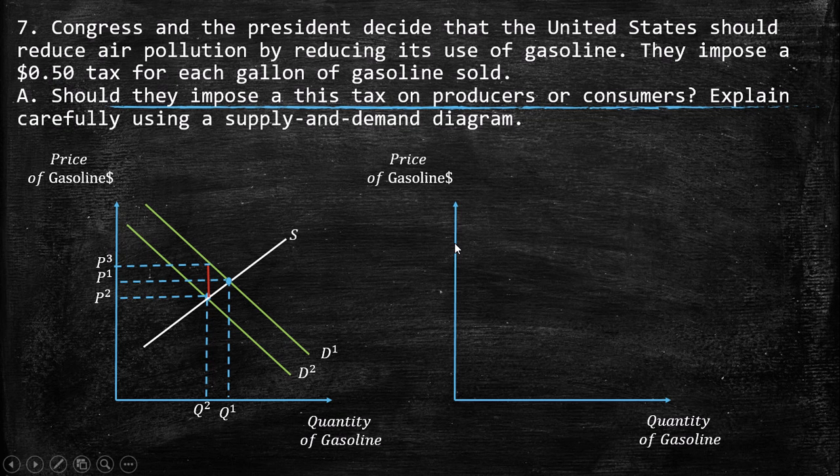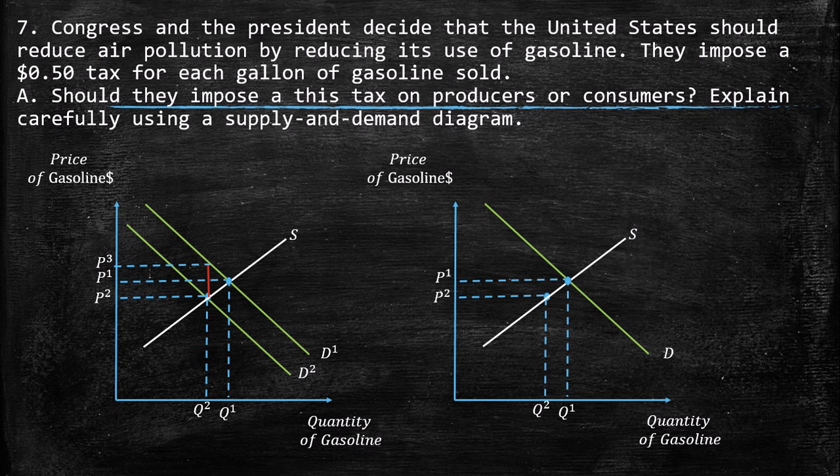What about if the Congress and the President tax the other side, the supply? So in this case, this is going to be this case, because the initial was the supply, and they have to pay the sellers, so the supply is going to be affected. So remember, when something affects the supply, it shifts to the left. So this is going to be the case.